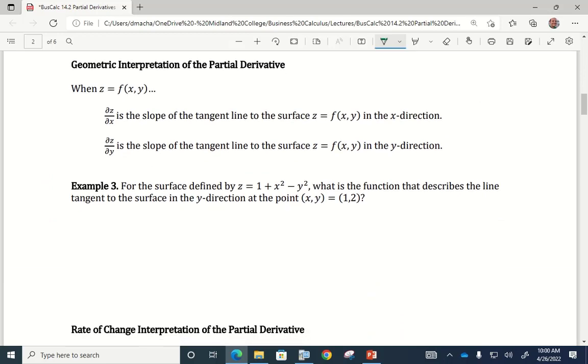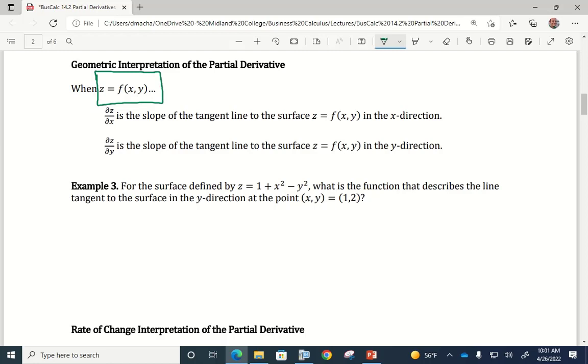You remember that whenever we were taking just the single derivative of a single variable function, we said that the derivative is the slope of the tangent line to the curve representing the function at some point. So whenever you have a dependent variable z that's a function of 2 independent variables x and y, we're going to say that the partial z with respect to x is the slope of the tangent line to the surface that's given by that function in the x direction. And if you take the partial of z with respect to y, that's going to be the slope of the tangent line to the surface, but in the y direction.